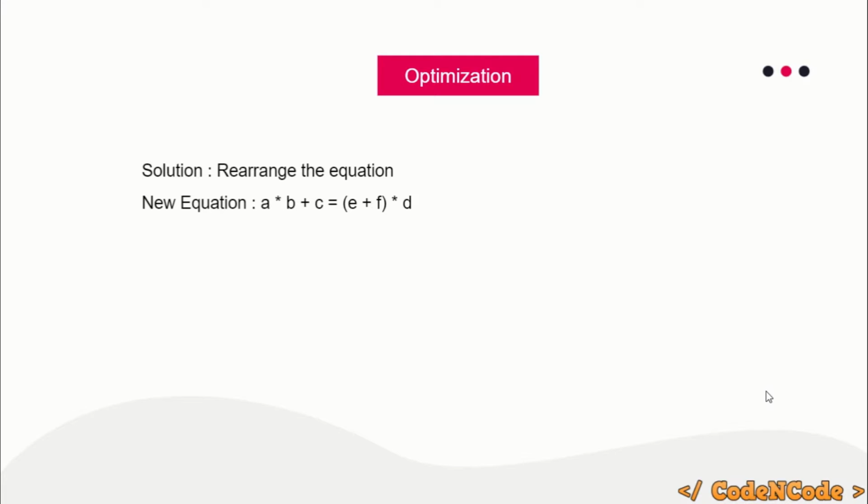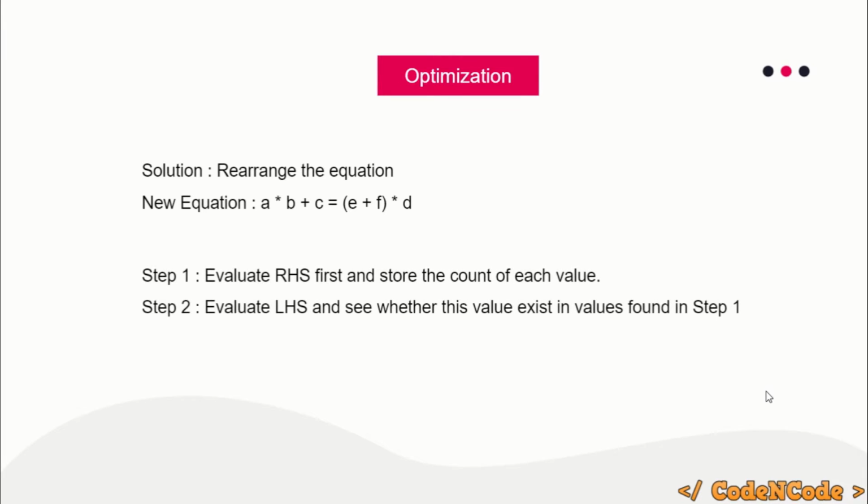What we are going to do is rearrange the equation. So now the new equation, only by rearranging, is a times b plus c is equal to e plus f, times d. Okay, so this is the new equation. As you can see, the left hand side and the right hand side only contain 3 variables each. So what we can do is evaluate the left hand side and the right hand side separately.